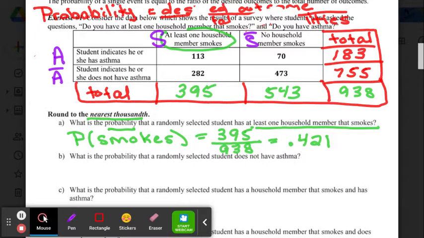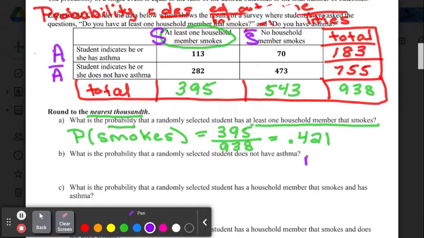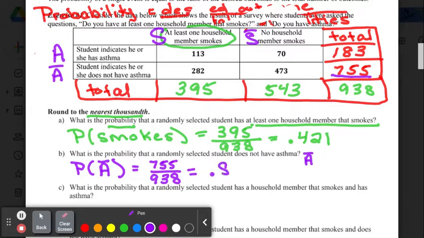So now part B. It says, what is the probability a randomly selected student does not have asthma? So that would be not asthma. So here I'm going to do probability not asthma. So that's row 2. 755 students do not have asthma divided by 938. And that gives us 0.805.